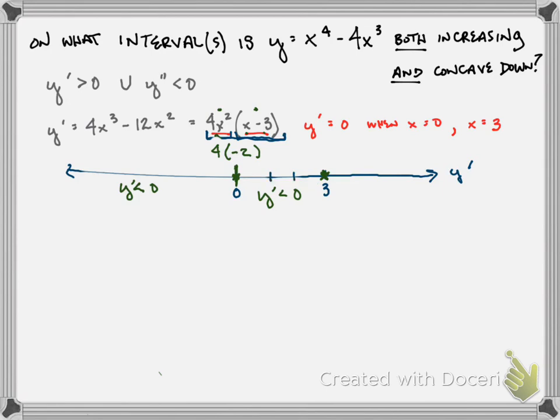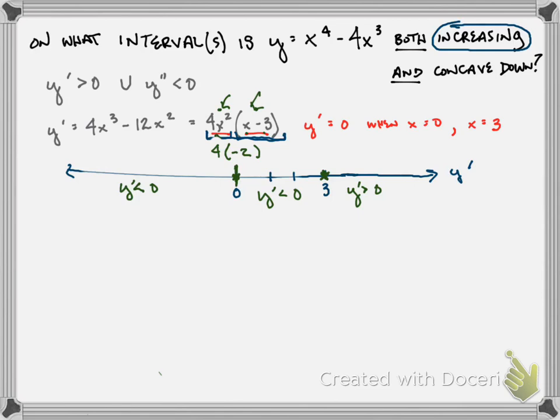Now let's test at a value greater than 3. So I'm going to pick 4. If I put 4 in, I get 64 times 1, which is positive, and that's all that matters here. So my derivative is positive over here, which means that if y prime is greater than 0, the function's increasing on that interval. Now, keep in mind, we've only answered questions about where the function is increasing and concave down. So it's increasing whenever x is greater than 3.